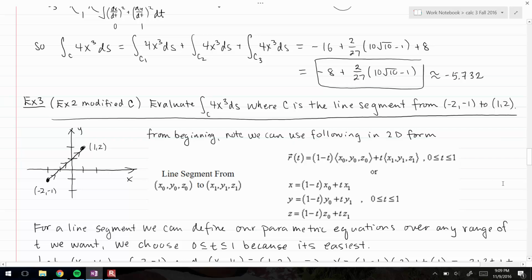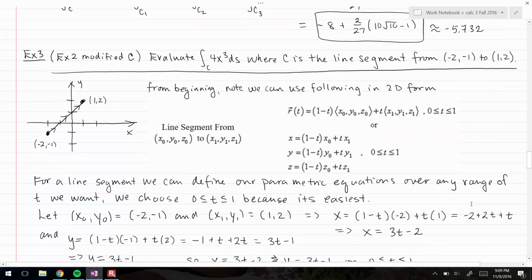This is the 3D situation, but it's easy to reduce it by taking out the z. Another thing we learned is that when we do the line integral according to ds, or the arc length, we don't have to worry about the direction. So if you chose to let your r naught be (-2, -1) versus (1, 2), it wouldn't make a difference in your answer. I'm just going to let our x naught, y naught pair be (-2, -1), and so that means our x sub 1, y sub 1 is (1, 2).